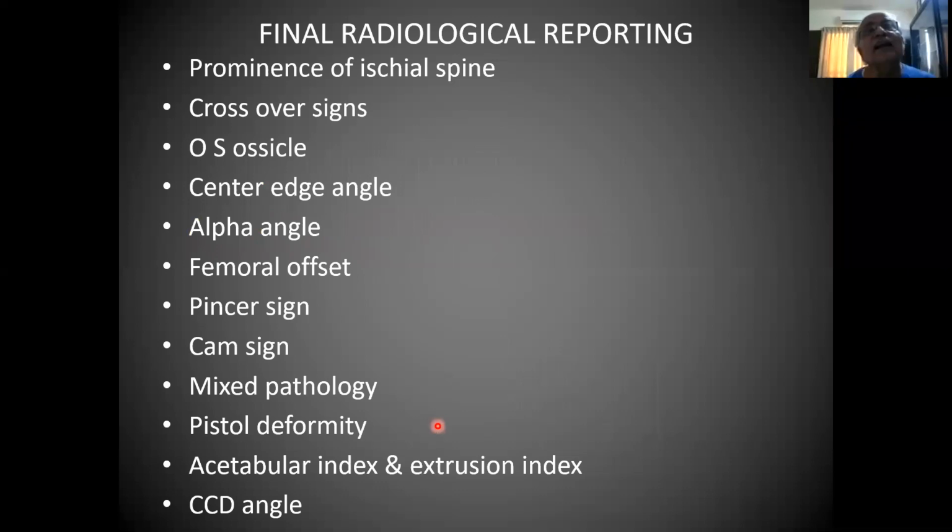So what are the final radiographic reports? We do it on the femoral acetabular. First is crossover. Second is the prominence of the ischial spine. Os ossicle. Center edge angle changes. Alpha angle changes. Femoral offset reduces. Pincer sign. Cam sign. Mixed pathology. Pistol grip deformity. Acetabular index and extrusion index. And CCD angle, that is the coxa vara angle. So these are the couple of things we look at.